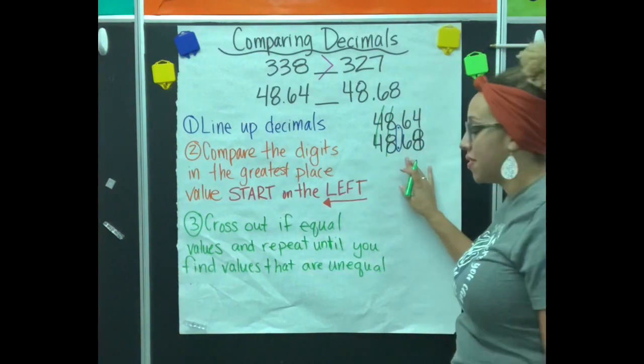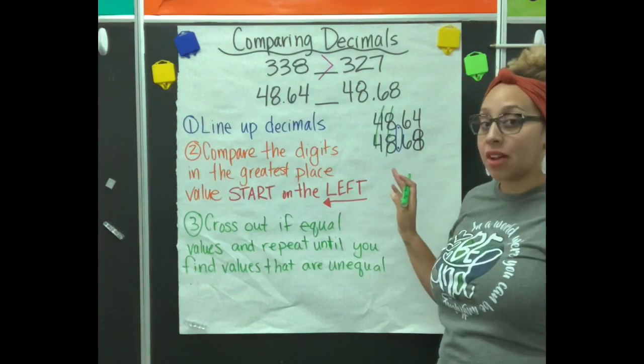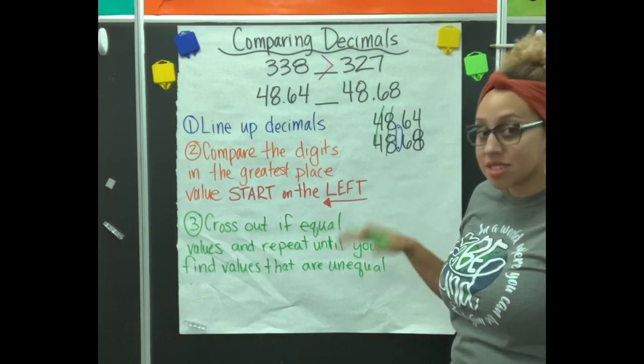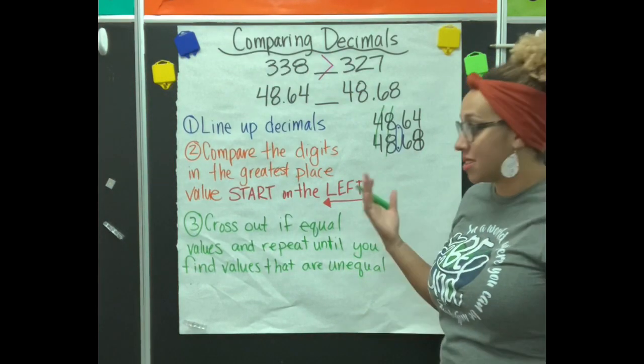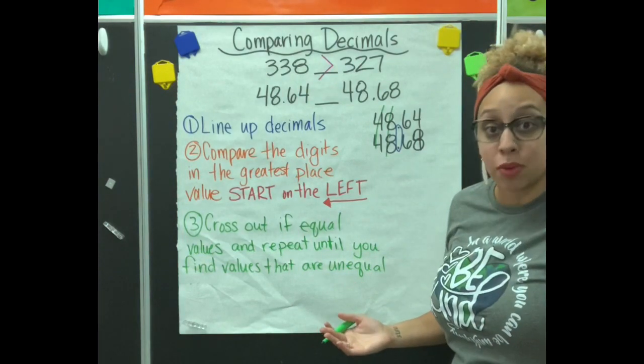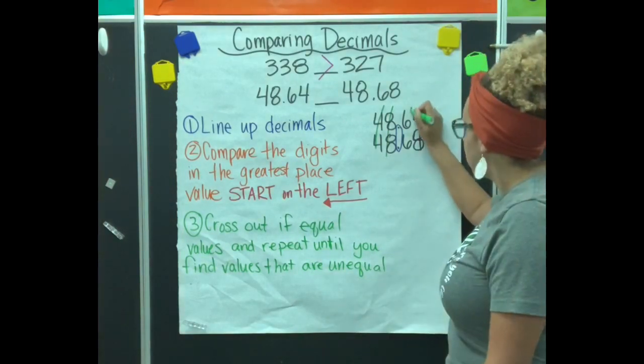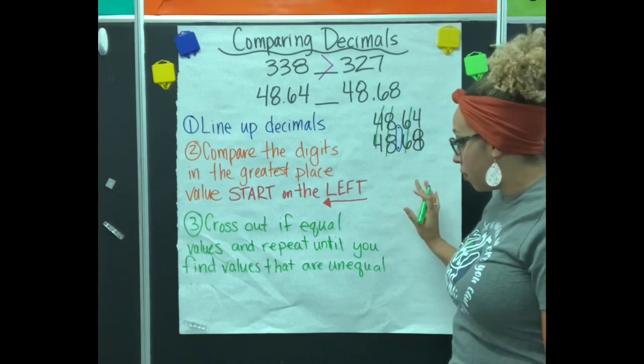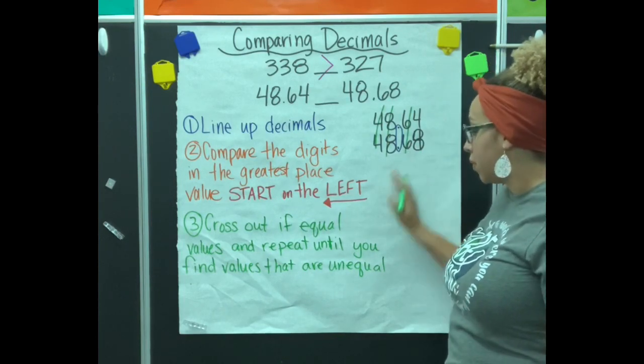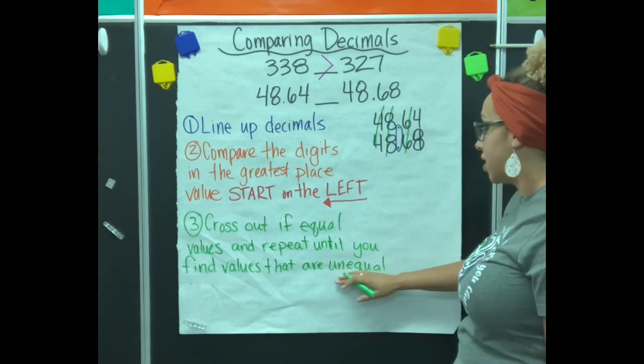We go to the tenths place. We look, the value is 6. Well, 6 is equivalent to 6. 6 tenths is equivalent to 6 tenths, right? So we cross it out. Oh, and then we stop when we get to values that are unequal.